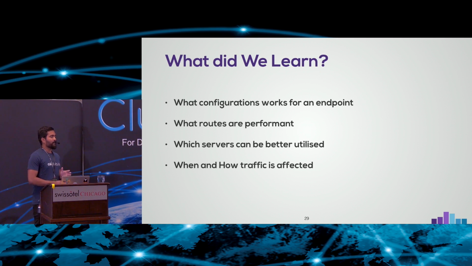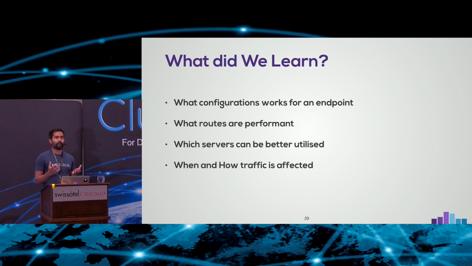So what did we learn from all these experiments that we have been running? We learned what kind of configuration works for an endpoint. That means whether the endpoint should start with a higher resolution, or whether it should start with video or not, things like that. It also took into consideration what kind of routes are performant. So if you have an option between 3G and Wi-Fi, should you be choosing 3G or Wi-Fi? And which servers can be better utilized?